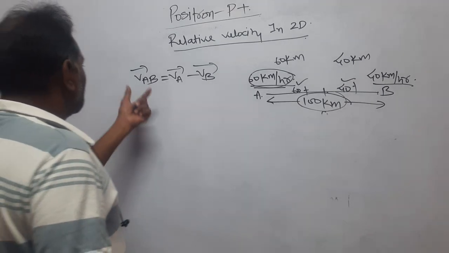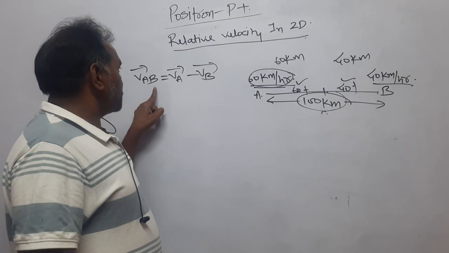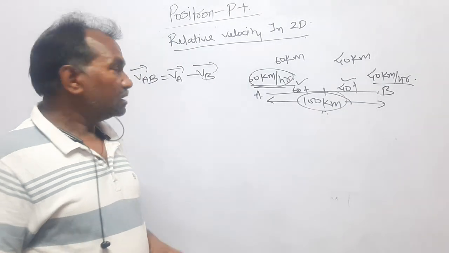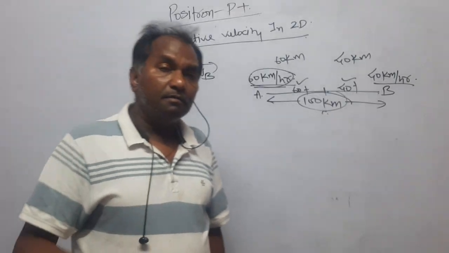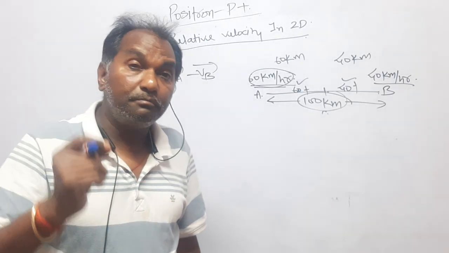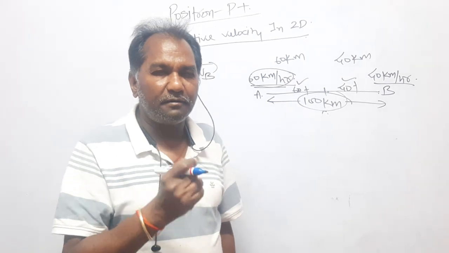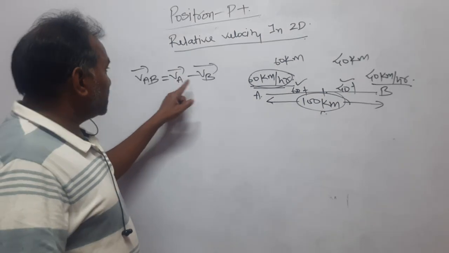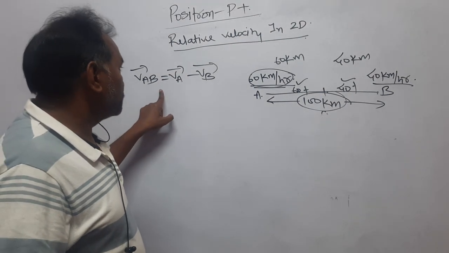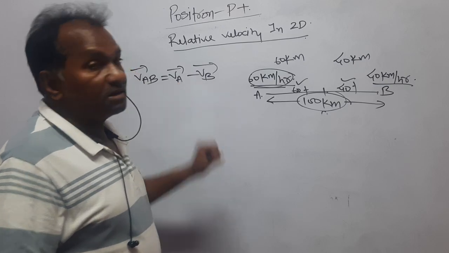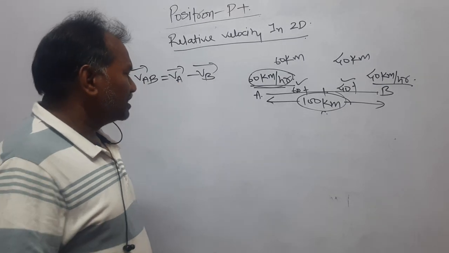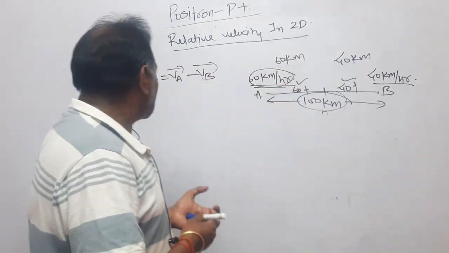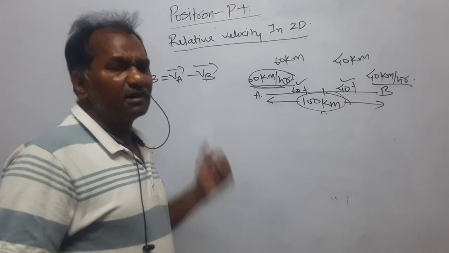VAB means the velocity of A with respect to B, or the velocity of A observed by B. In general, you can say the velocity of A with respect to B means the velocity of A when B is at rest. What is the velocity of A observed by B when B is at rest? That is VA minus VB. Dear students, this concept is very useful if you just know the meaning of this language.